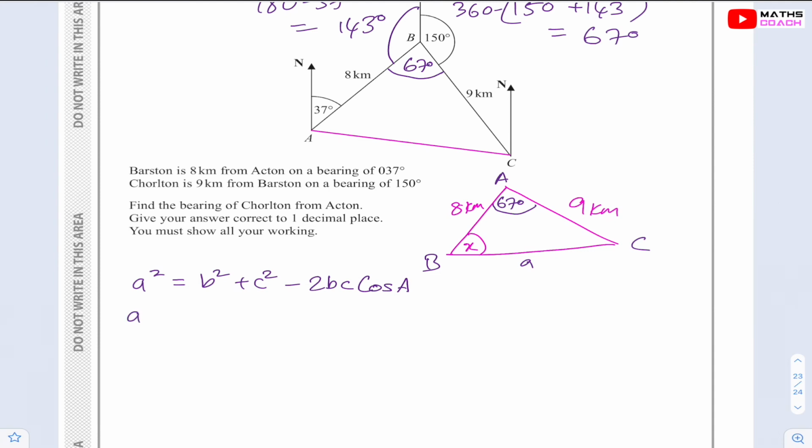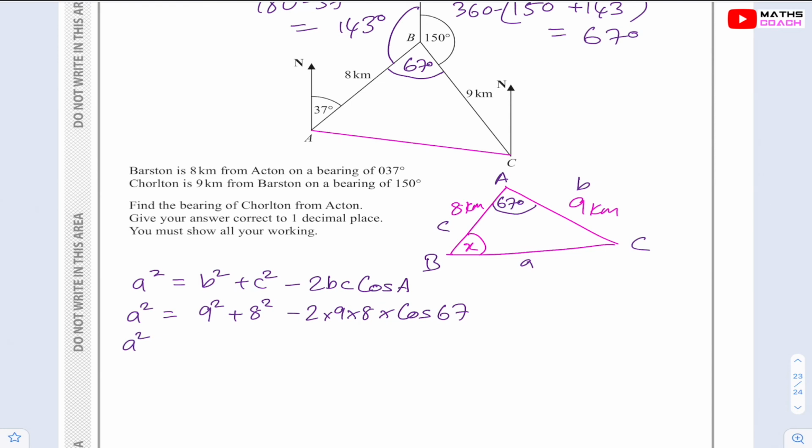So a squared is a squared. So we have b squared. So let's label this b and this c. So b squared will be 9 squared plus 8 squared for c minus 2 times b, which is 9 times 8 times cos a, which is 67.